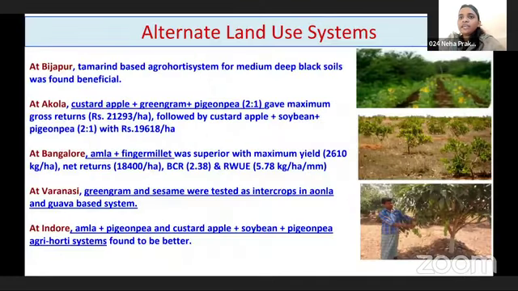The another technique, that is a alternate land use system. These are the results of many a location in Maharashtra where the farmers are used the different land use systems such as a growing of the tamarind in the agro horticulture system. Use at Akola there is a cluster at apple plus green gram plus pigeon pea. That cultivation of this different cropping system also lead to the increase the productivity and maintaining the soil fertility.